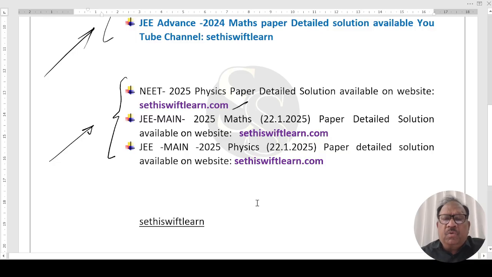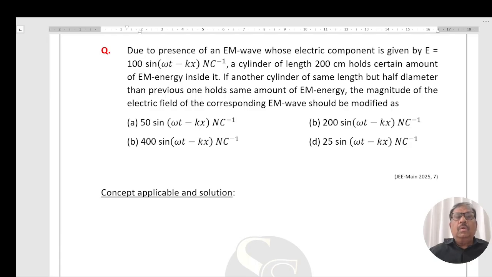Now let's start with the question. Question is, due to presence of electromagnetic wave whose electric component is given by 100 sin(omega t minus kx) Newton per coulomb, a cylinder of length 200 centimeter holds certain amount of electromagnetic energy inside it. If another cylinder of same length but half diameter than the previous holds same amount of electric energy, the magnitude of the electric field component should be modified as. Four options are given, one of the options is correct.